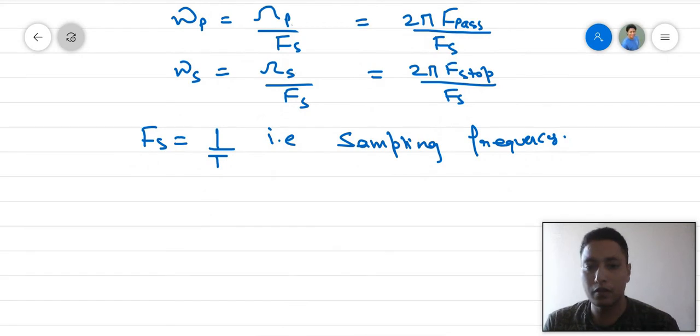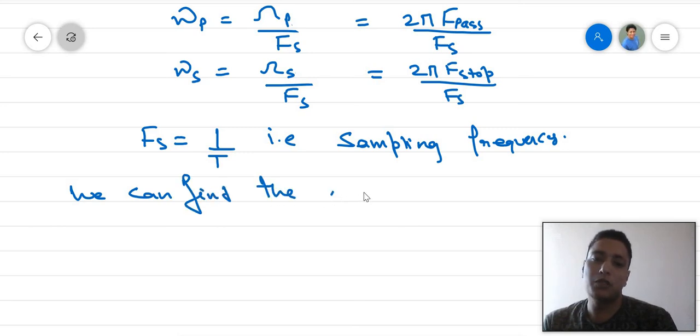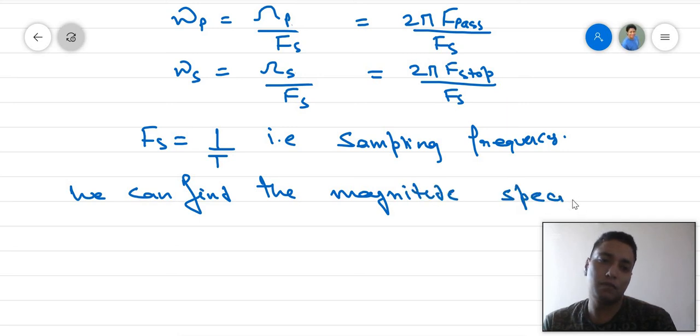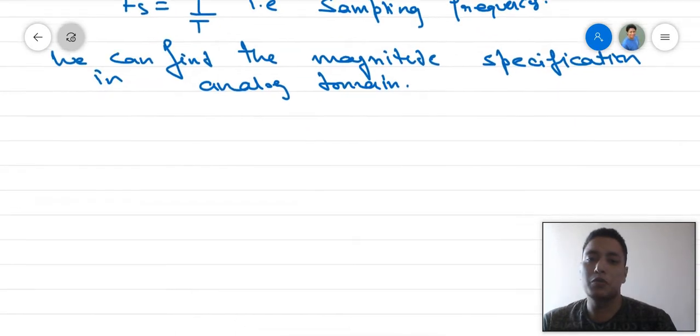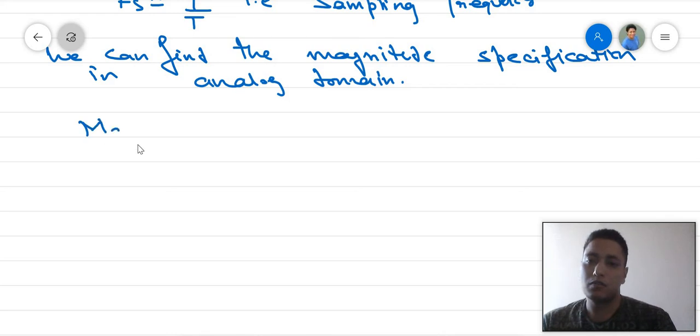Now we can find the magnitude specification in the analog domain as magnitude square. We generally represent magnitude specification in the analog domain by magnitude square.